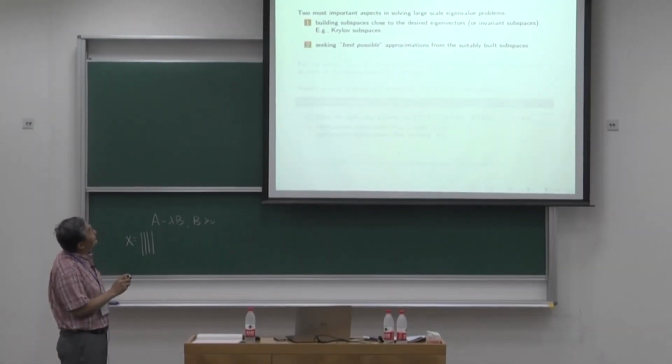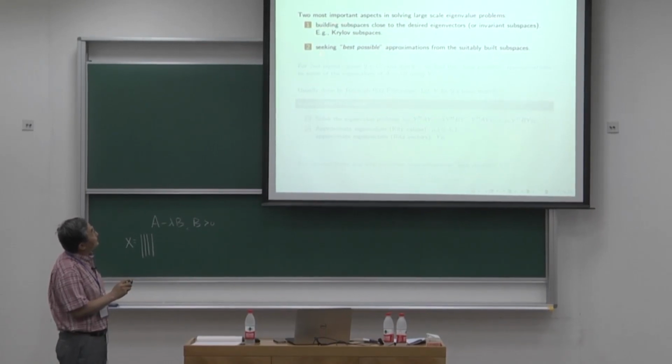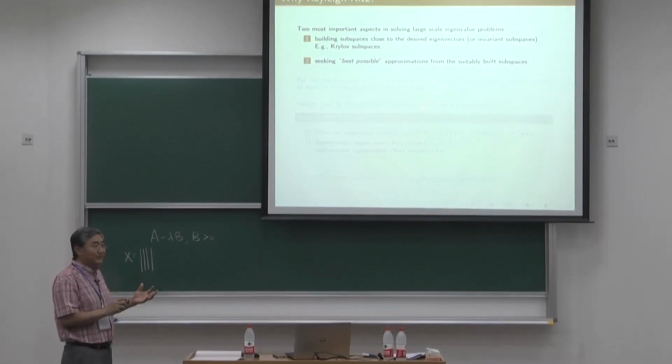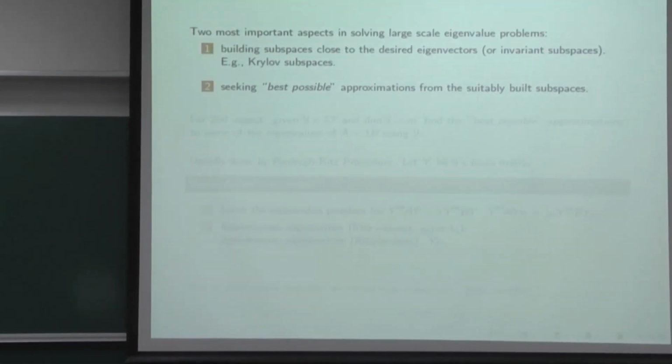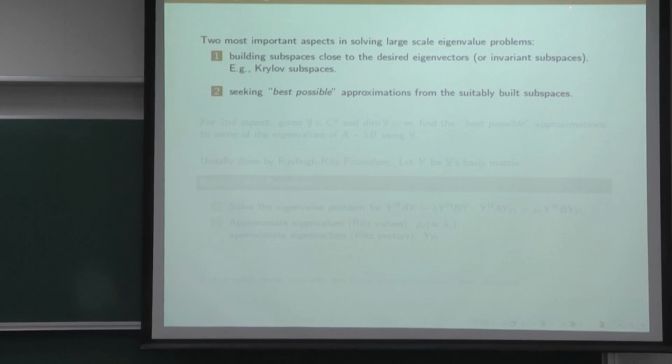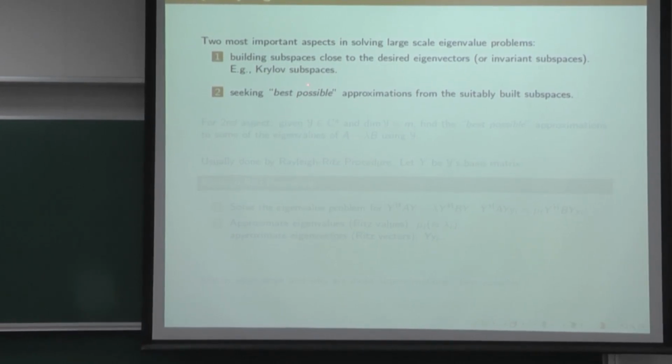Then once you get a subspace, how do I find the best approximation using the information I have, right? For the first one, you heard a lot about Krylov subspace. That's one of the subspaces used. And you have other methods, for example, the Jacobi-Davidson method. You build a subspace, you append one vector at a time. For the Rayleigh-Ritz approximation, we assume you already built a subspace. Then how do you find the best approximation? All right?